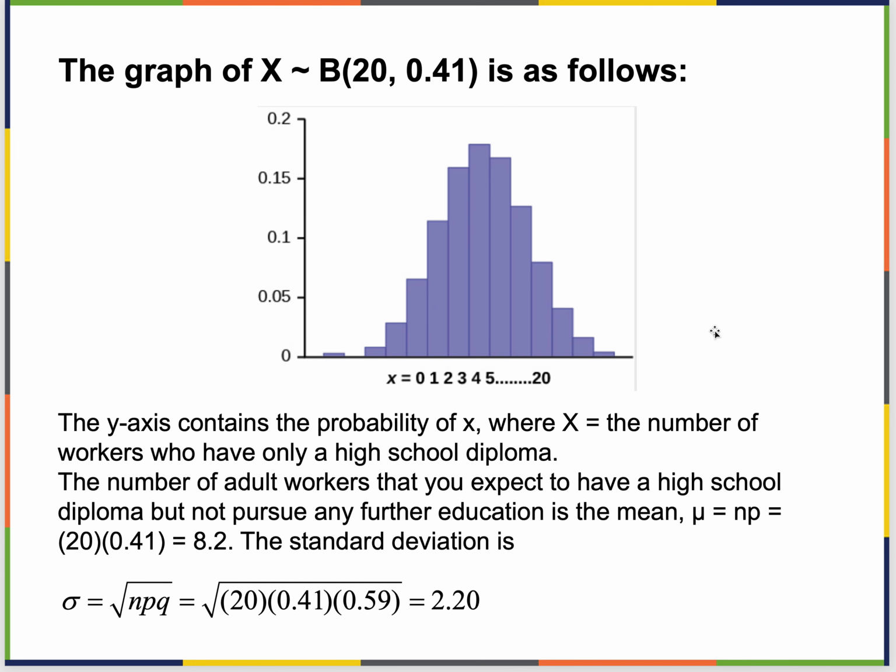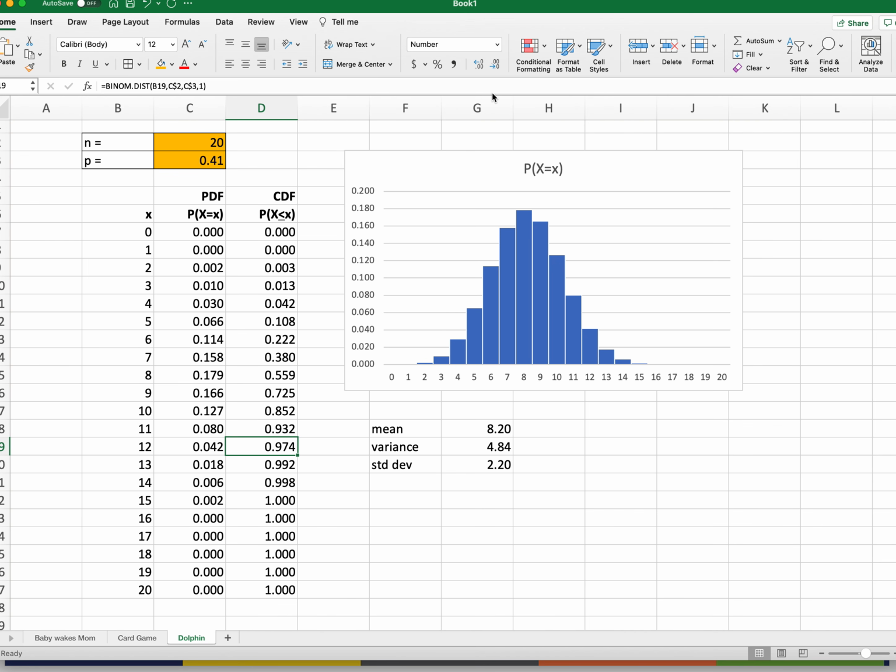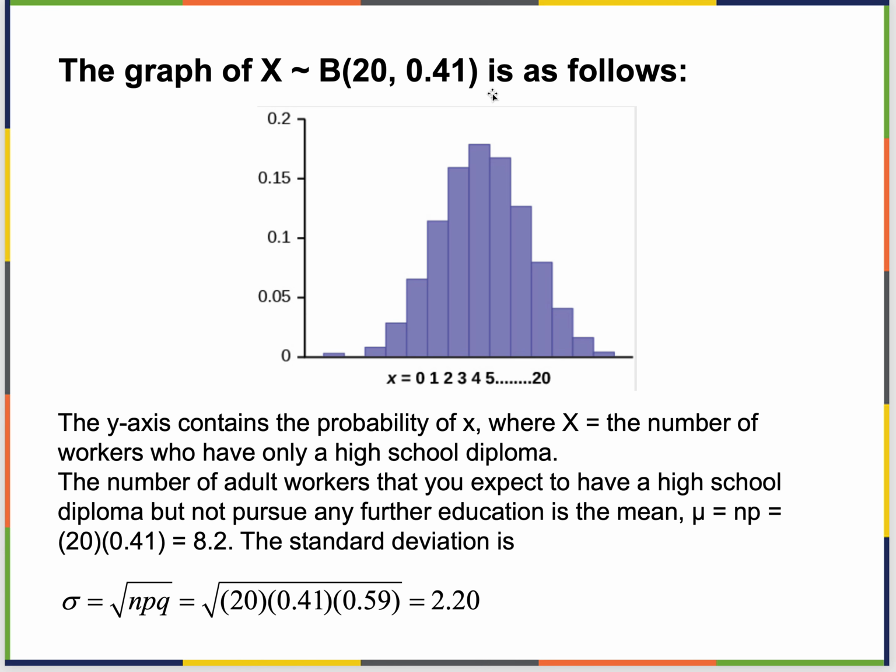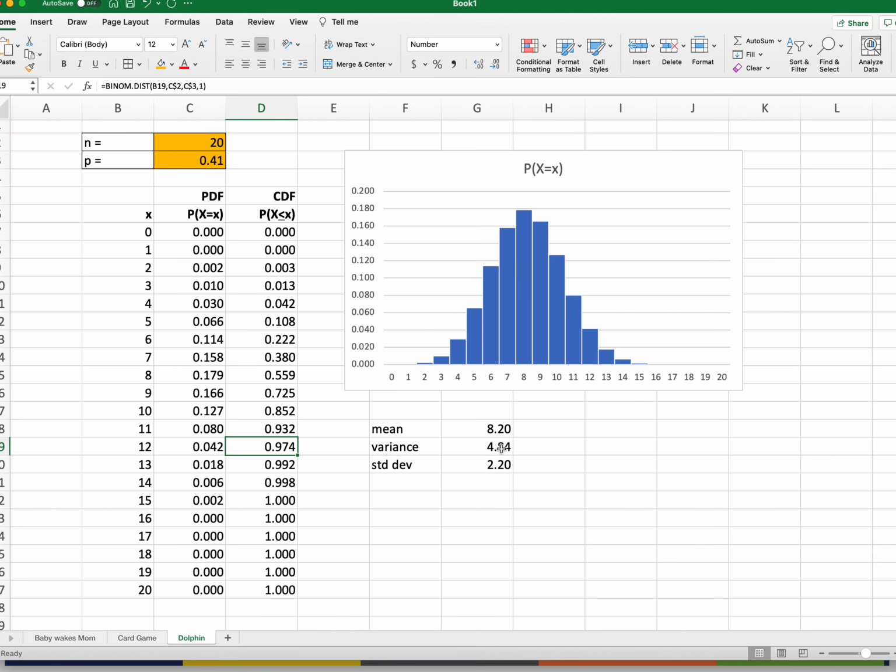So we're not using the calculator. So here's the binomial 20.41. What does ours look like? Gee whiz, it looks pretty close to the same thing. And what's the standard deviation? 2.2. What do we get? 2.2.